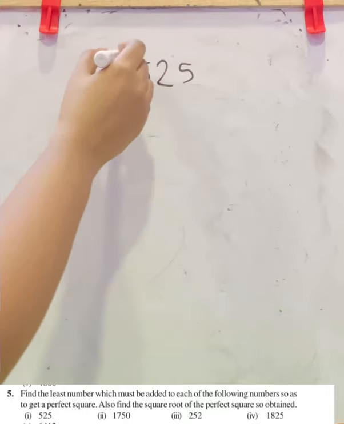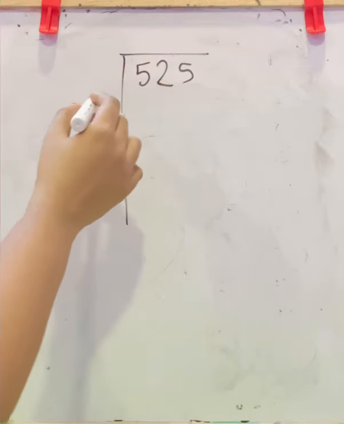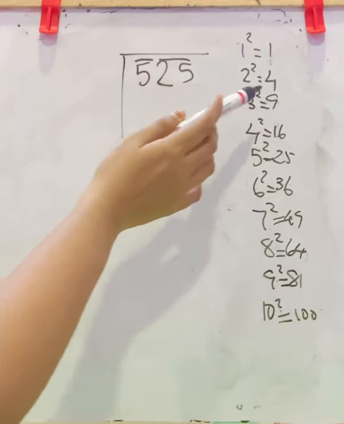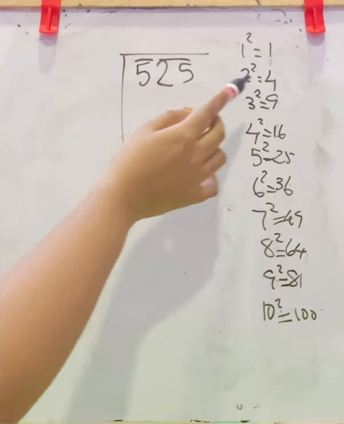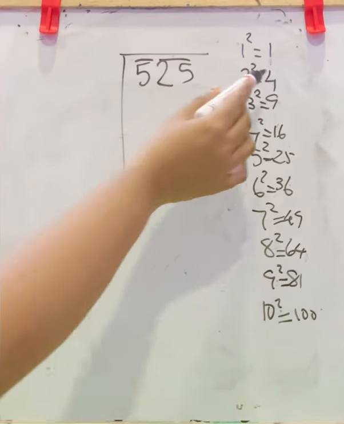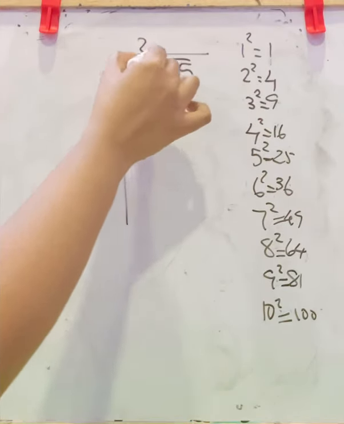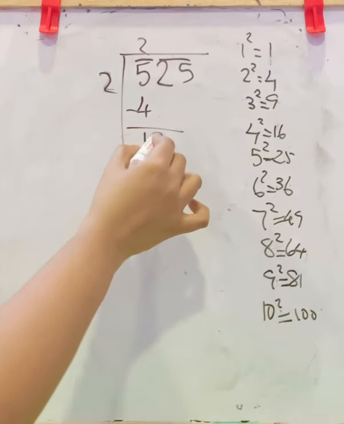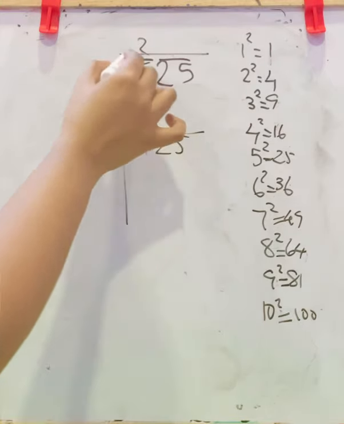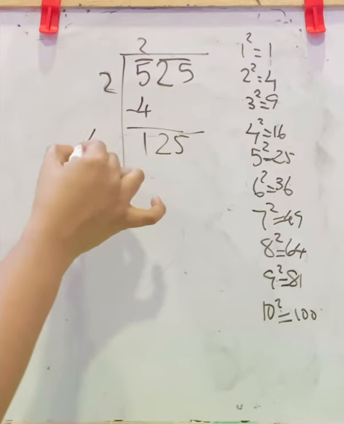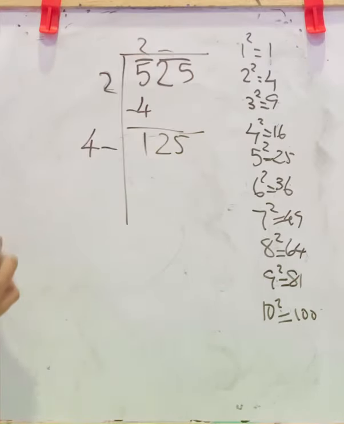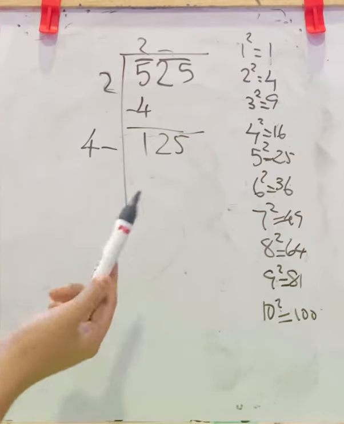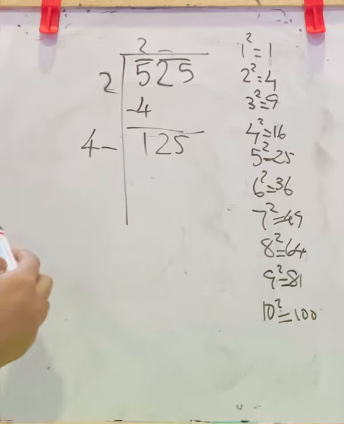So first you have to do it with the division method, that is, pair it. Here 5 lies between 4 and 9, and the smaller number is 4. 4 means 2 into 2. 2 2s are 4. Subtract, you will get 1. Carry down this 25. Now double this number. 2 into 2, 4. Put a dash here and here. Now check. 41 into 1, 41. It is a very small number compared to 125.